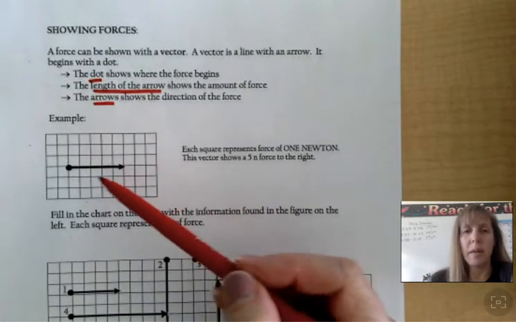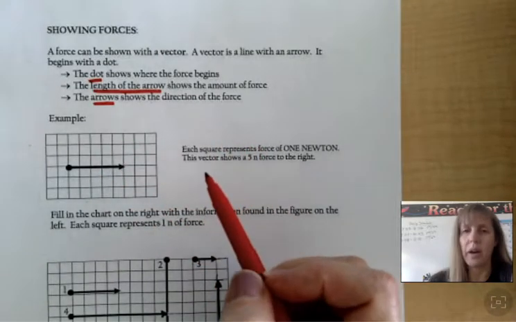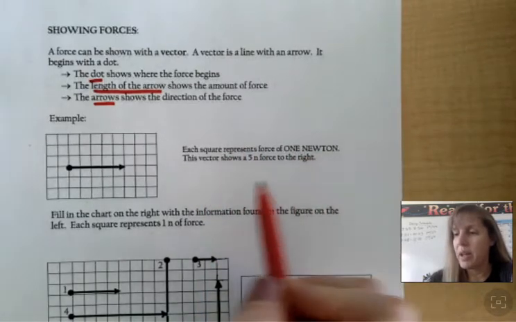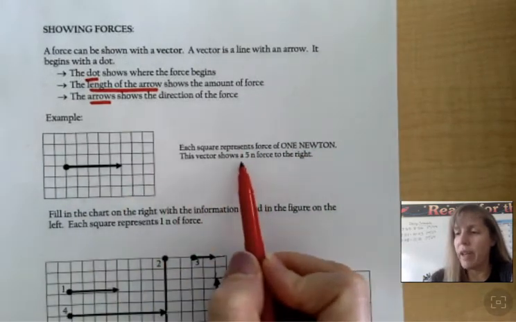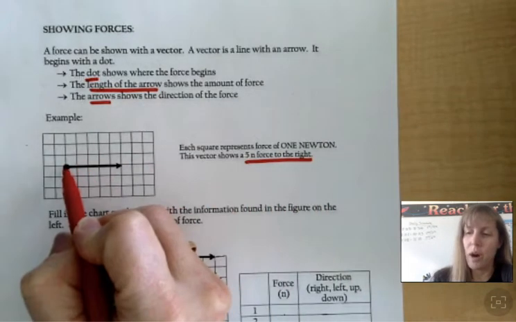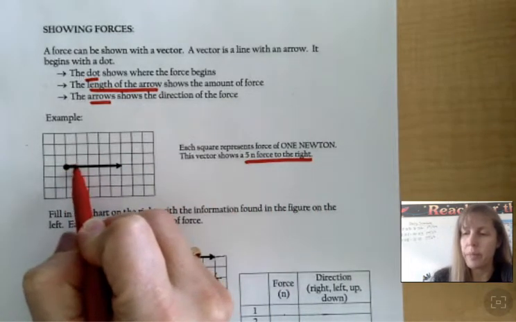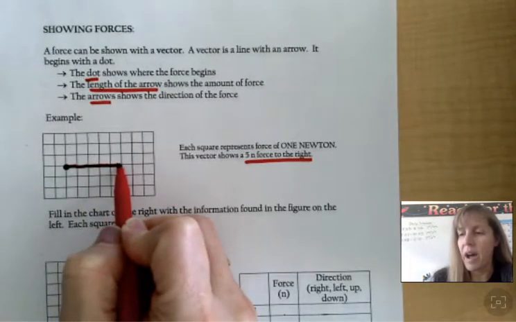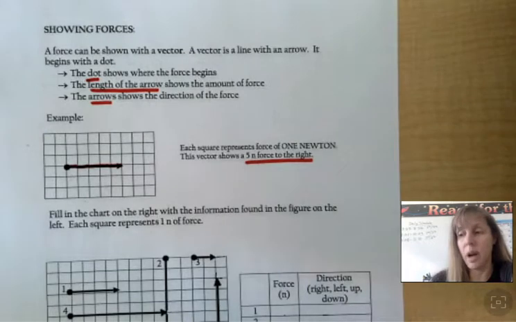So here's an example. Each square in this example represents a force of 1 Newton. So this vector shows a 5 Newton force to the right. If you start, you count 1, 2, 3, 4, 5, and the arrow says it's going to the right.